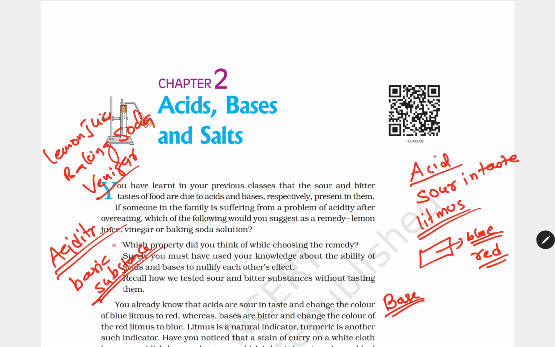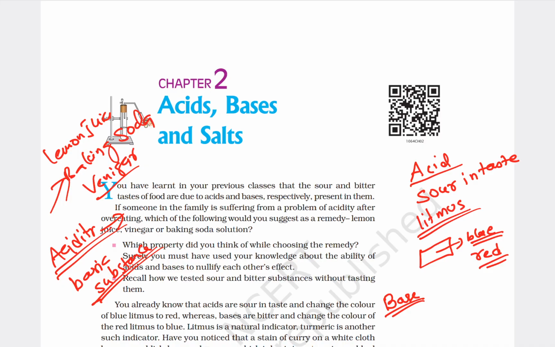We already know acidity means an excess amount of acid is released in the stomach. For that we need baking soda. Baking soda, sodium bicarbonate, is a mild base. Actually it is not a severe base, it is a mild base. When it is taken, it reacts with the excess stomach acid, basically hydrochloric acid, to neutralize it and relieve acidity or heartburn. So when we take it as an intake, the problem will be rectified.